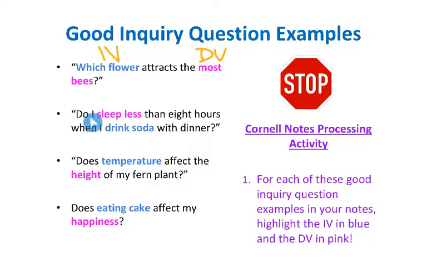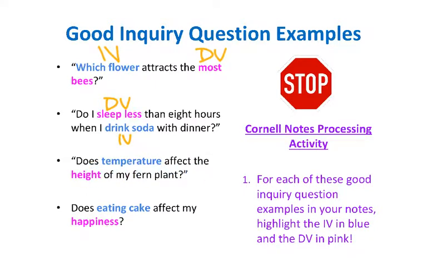Okay, this question right here: Do I sleep less than 8 hours when I drink soda with dinner? Okay, this is a good inquiry question because we have an independent variable, right? Drinking soda. We might have one person drink soda and one person does not. And then we have a dependent variable, how much they sleep. And we're going to compare how many hours of sleep both people get, okay? So that would be a good testable question.